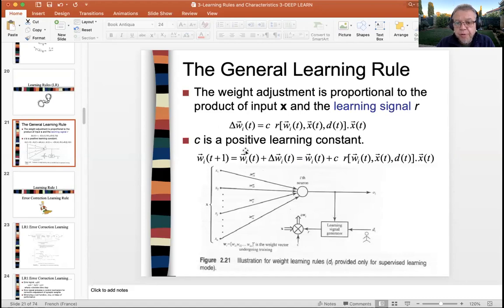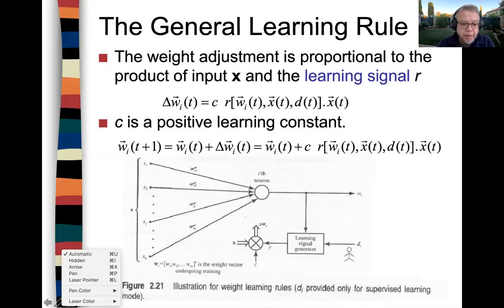meaning that when you have your old weights, they're going to be changed when you're adjusting your weights according to this learning rule. So the new weights would be the old weights plus delta W. This delta W is given by a constant C, which is the learning rate, times the learning signal, dot product with the input. And so your new weight would be given by this formula.